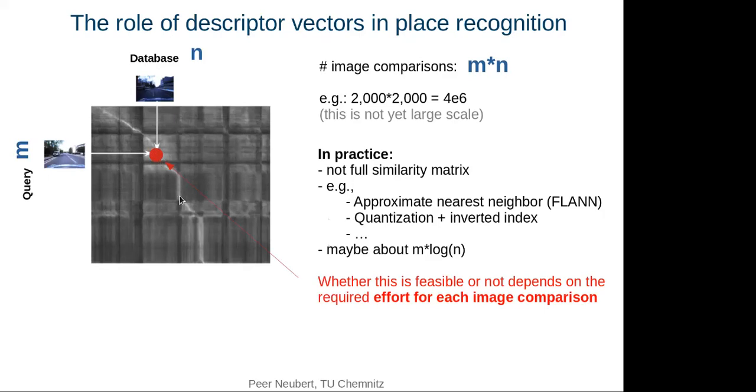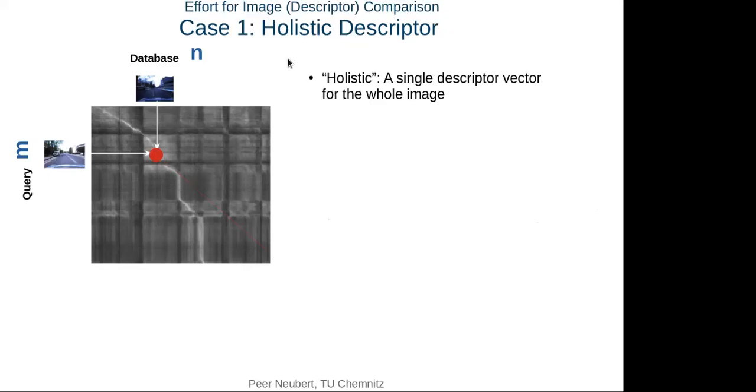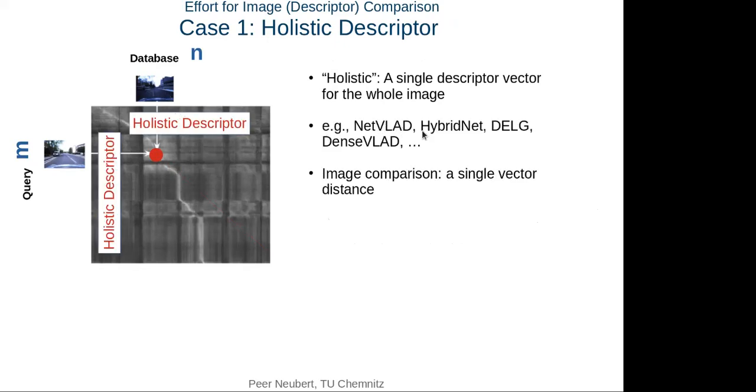And now I want to distinguish two cases. The first one are holistic descriptors. So this means we have a single descriptor vector for the whole image. Something like NetVLAD, HybridNet descriptor, Delf, or DenseVLAD. So most of them are nowadays deep learned descriptors trained on large data sets where we have ground truth knowledge, or at least some knowledge about images showing same places, and then can use statistical learning to train some convolutional network or similar to output those large vectors.